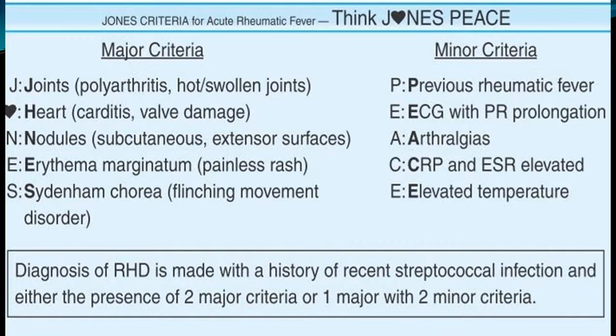Here one thing is very important, that if in the presence of Sydenham chorea at any point, usually Sydenham chorea presents 6 to 12 months after the first episode of rheumatic carditis. If there is Sydenham chorea, this single finding is sufficient to label somebody having rheumatic fever.